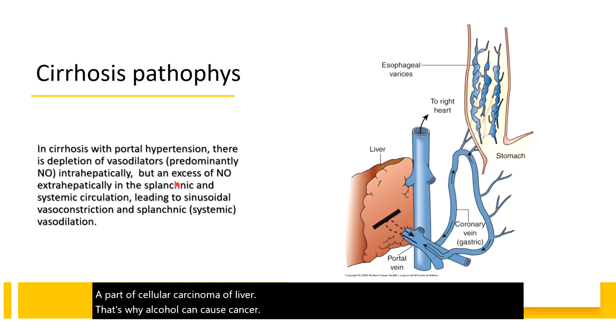Cirrhosis pathophysiology has to do with portal hypertension. We already talked about this. Intrahepatically, we are not going to have vasodilators. We're going to have vasoconstriction. But extrahepatically, we're going to have vasodilatation in the splenic circulation. And that for sure will complicate the problems and will produce more portal hypertension and an increment of the diameter of the esophageal varices.